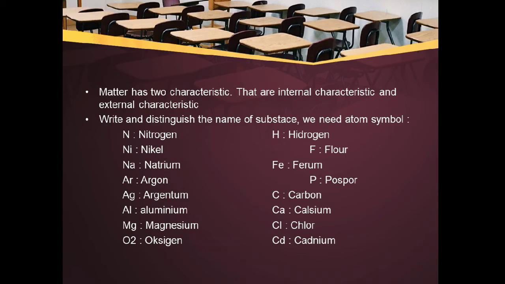To write and distinguish the names of substances, we need atom symbols such as N for nitrogen, H for hydrogen, Ni for nickel, F for fluor, Na for natrium, V for ferrum, R for argon, P for phosphor, Ag for argentum, C for carbon, Al for aluminium, Ca for calcium, Mg for magnesium, Cl for chlor, O2 for oxygen, and Cd for cadmium.